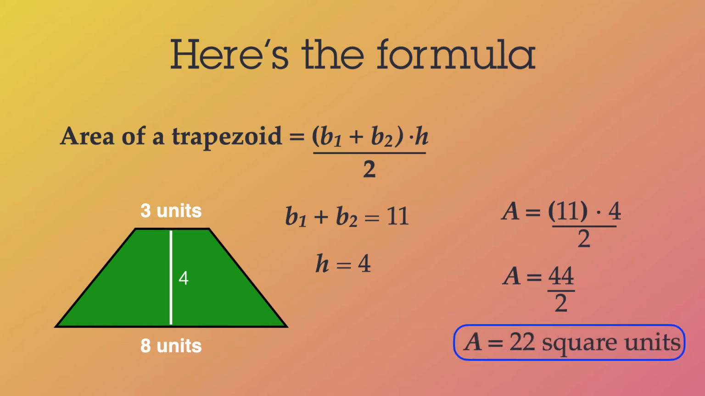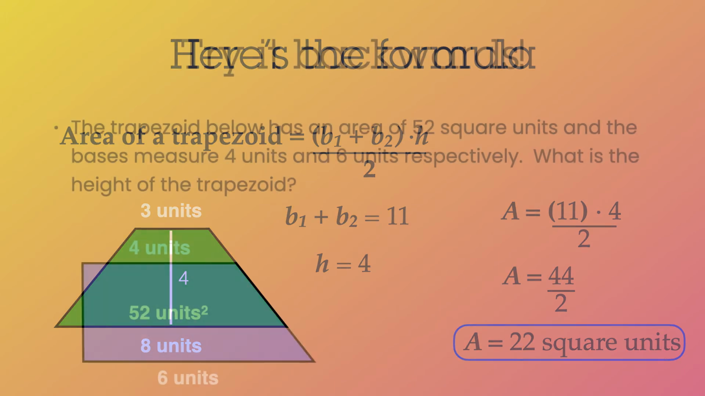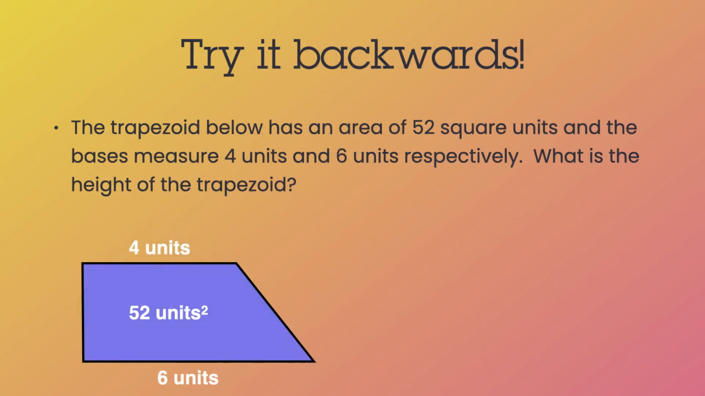So as long as you have this formula written down as a reference, or if you decide to memorize it, it's a pretty straightforward formula to use when you're given both bases and the height. Where it starts to get a little complicated is if you're given the area. So let's try this backwards. We have a trapezoid here. We know the area is 52 square units, and we know both bases. We know there's a base that's 4 and a base that's 6. I want to know, what is the height of this trapezoid?